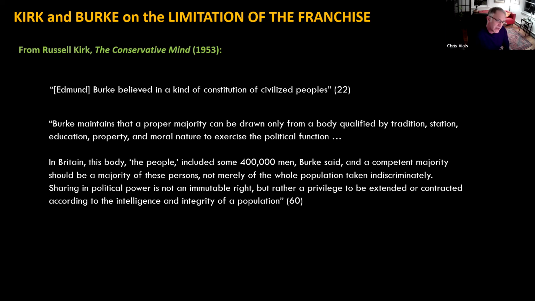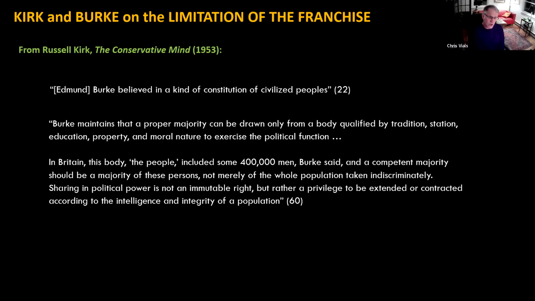In Britain, this body, the people, included some 400,000 men, Burke said, and a competent majority should be a majority of these persons, not merely of the whole population taken indiscriminately. Sharing in political power is not an immutable right, but rather a privilege to be extended or contracted according to the intelligence and integrity of a population.